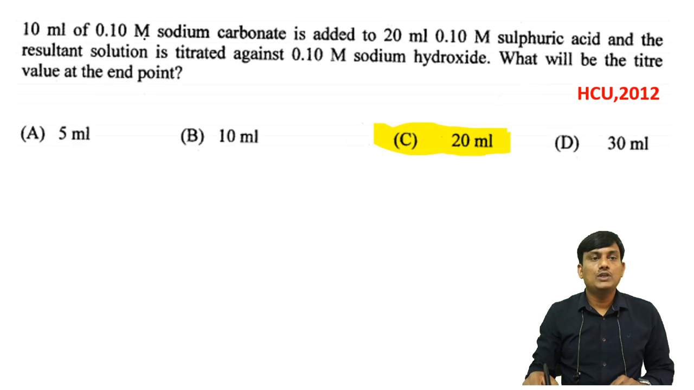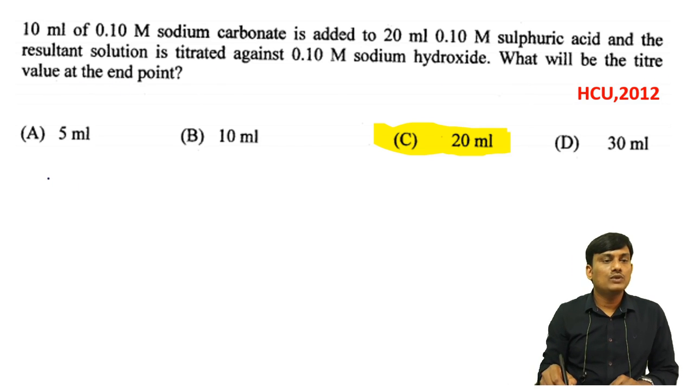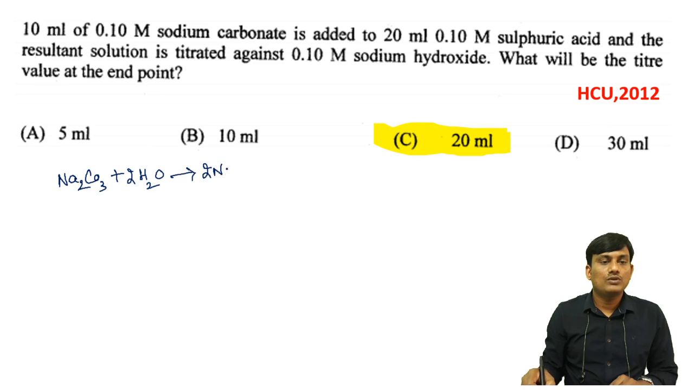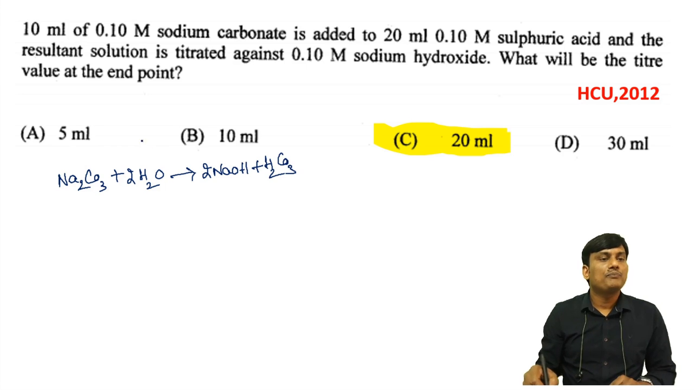10 ml of 0.10 molar sodium carbonate is added to 20 ml of 0.10 molar sulfuric acid and the resultant solution is titrated against 0.10 molar sodium hydroxide. What will be the titer value at the end point? The sodium carbonate solution, if you take, this one forms sodium hydroxide and H2CO3. So finally it's basic.